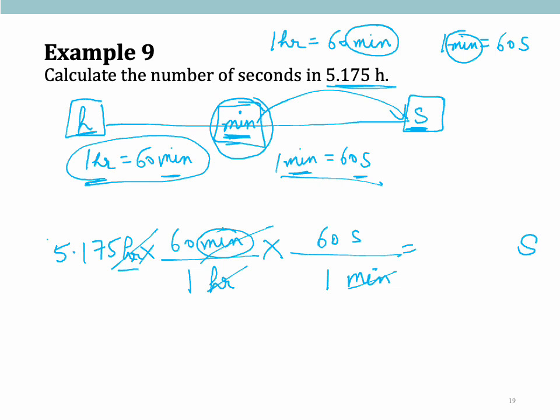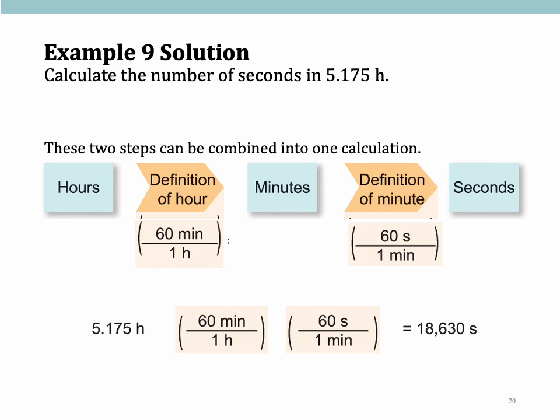Now, sig figs. This is 1, 2, 3, 4, 4 significant figures. This right here, infinite, ambiguous. This right here, ambiguous. Why? Because these are counted numbers. These are exact numbers. They are not measured quantities. Okay, so that gives you 18630 seconds.